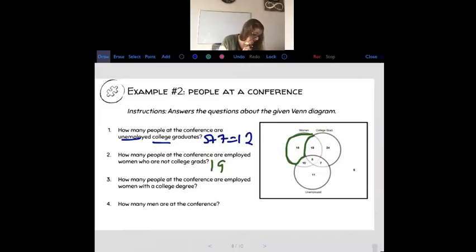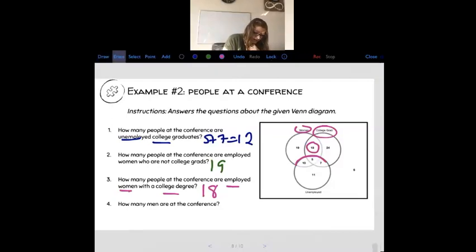Number 3, how many people at the conference are employed women with a college degree? Okay, so with this one, let me erase the previous. So again, we can't have anything in the circle of unemployed because we are just looking at employed women with a college degree. So we're looking outside, and since we're looking at the overlap women with a college degree, we would be looking at this 18. Oops, I wrote it in the wrong spot. Okay.